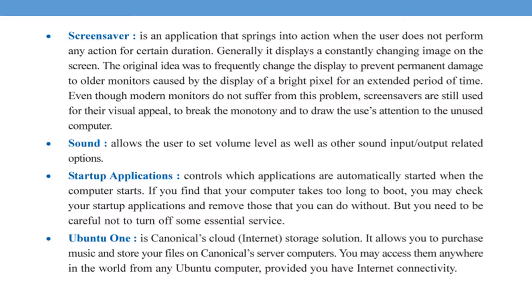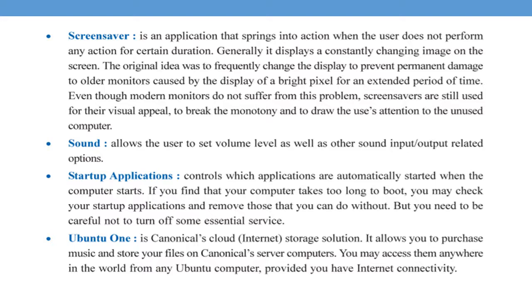Now, Ubuntu One is Canonical's cloud internet storage solution. It allows you to purchase music and store your files on Canonical server computer. You may access them anywhere in the world from any Ubuntu computer, provided you have internet connectivity.